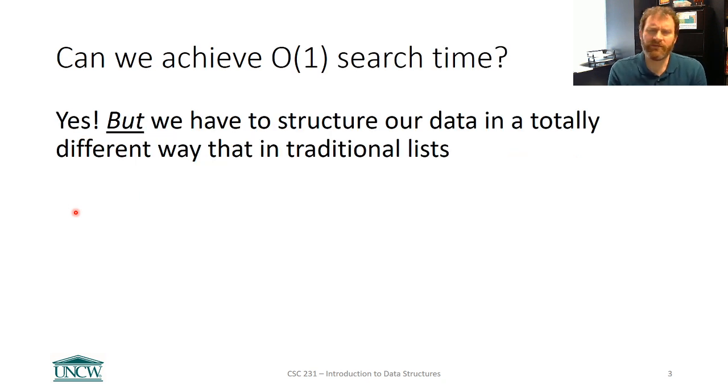So when we left off talking about searching, though, our question was, well, we can do big O of n search time with sequential search. We can do big O log n with binary search if the stuff is sorted. But can we do big O of 1 search? In other words, constant time search, immediate lookup. And the answer is yes, yes. But we have to structure our data totally differently than we would in a list, right? We can't do this with lists. We have to think about it differently, right?